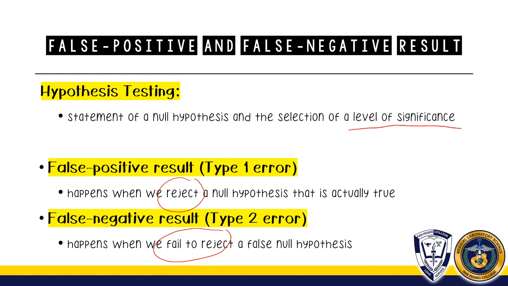Now, if I could still recall, level of significance would actually refer to your p-value. When it is less than 0.05, you reject the null, and if it is greater than or equal to 0.05, then you don't reject your null hypothesis.